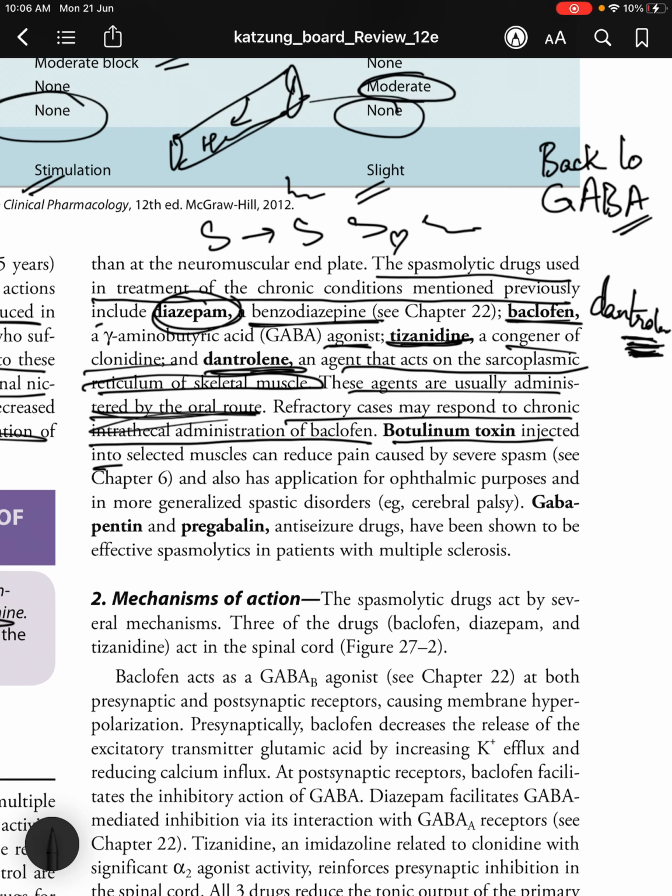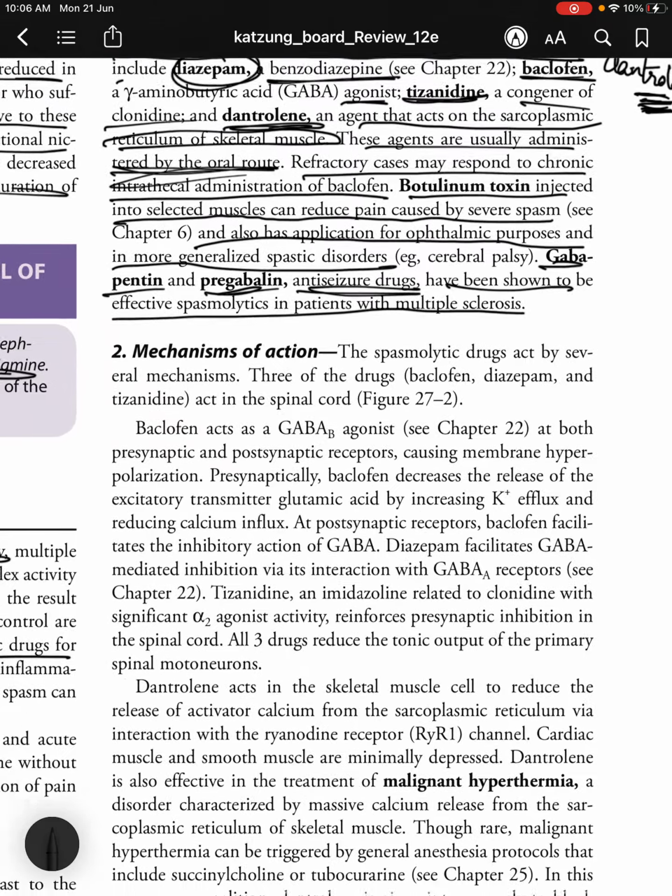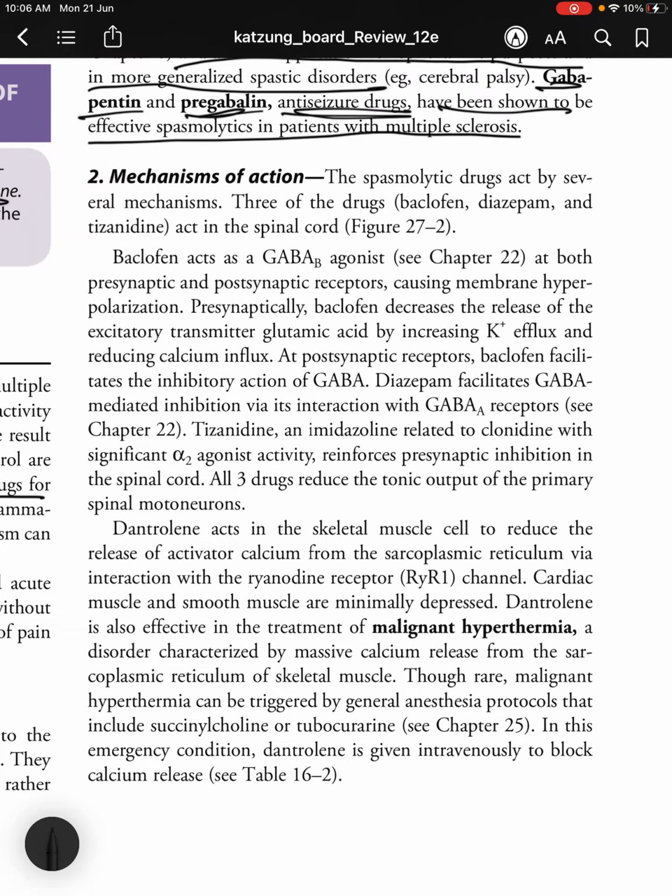Botulinum toxin injected into selected muscles can reduce pain caused by severe spasm and also has application for ophthalmic purposes and in more generalized spastic disorders such as cerebral palsy. Gabapentin and pregabalin, which are anti-seizure drugs, have been shown to be effective spasmolytics in patients with multiple sclerosis.